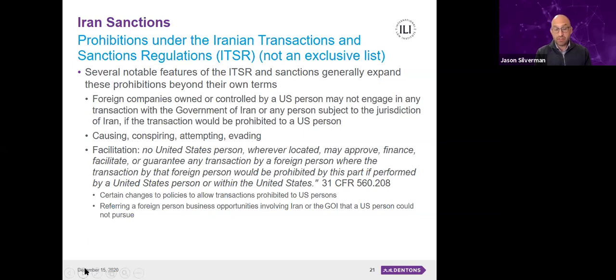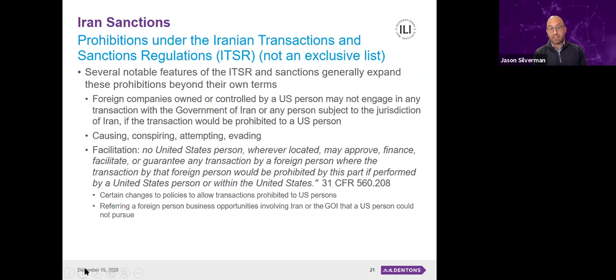This obviously can create certain challenges with respect to multinational companies with foreign operations outside the U.S. As with other sanctions programs, there's an independent prohibition on causing violations, conspiring to commit violations, attempting to commit violations, or evading the prohibitions. And the Iran sanctions also have an express prohibition on facilitation.